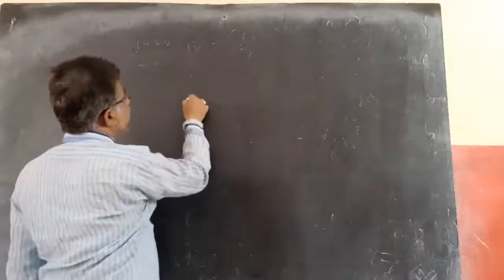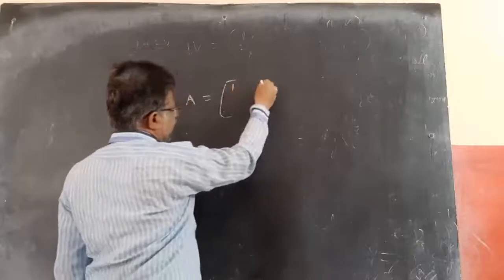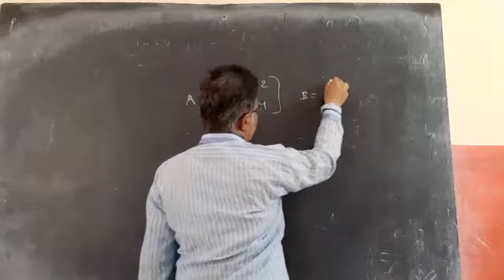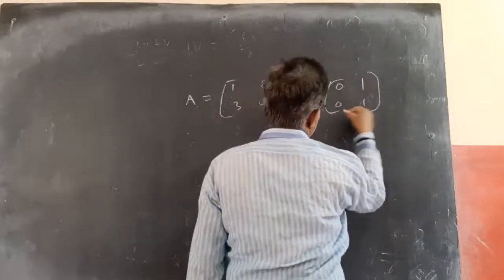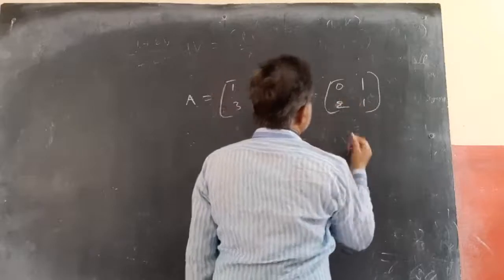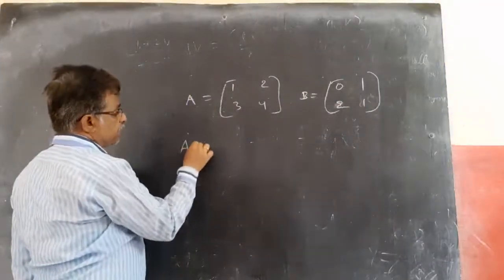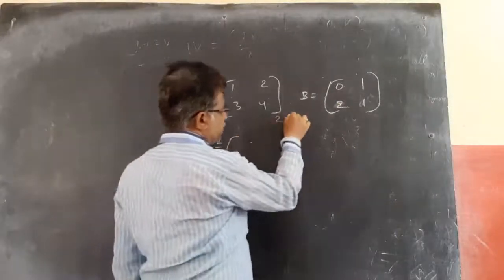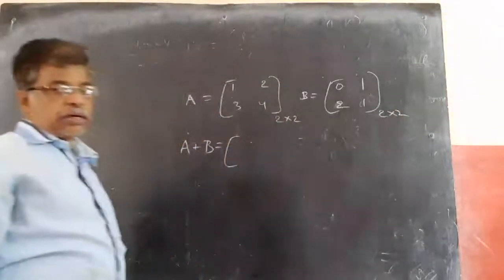First of all, one small example we will discuss. A equal to [1, 2; 3, 4] and B equal to [0, 1; 2, 1]. Just A plus B I am finding. If both are of the same order, this is 2 by 2, this is also 2 by 2, so both are of the same order, we can do the addition.